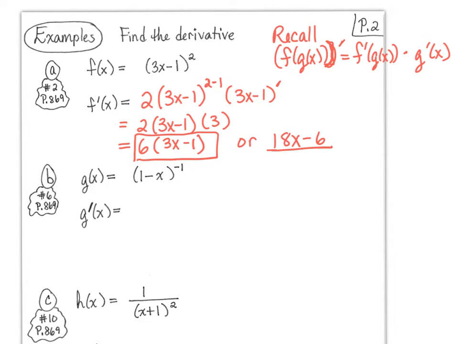Very good. What questions do you have? Yes? How did we get 3? Because we took the derivative of 3x minus 1. So the derivative of 3x is 3. The derivative of negative 1 is 0. Remember, the derivative of constants are 0. What other questions do you have? Good questions.